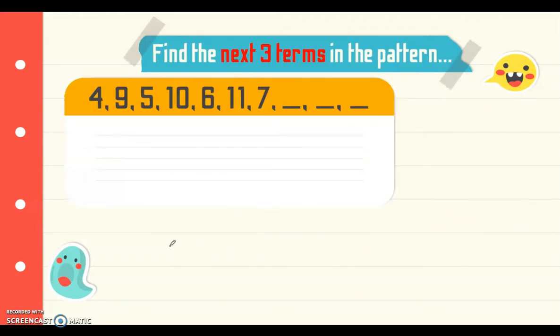Next is to find the next 3 terms in the pattern. So we are not only getting the next term but the next 3 terms. So first we need to find the pattern or the rule. We have 4, 9, 5, 10, 6, 11, 7.